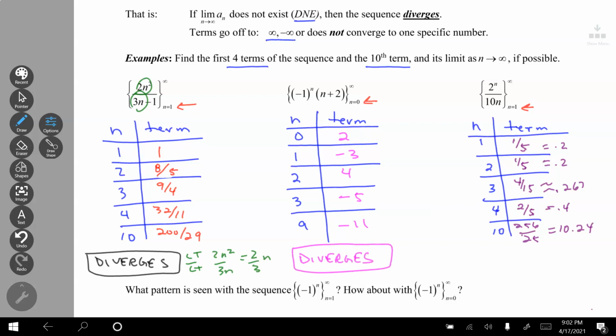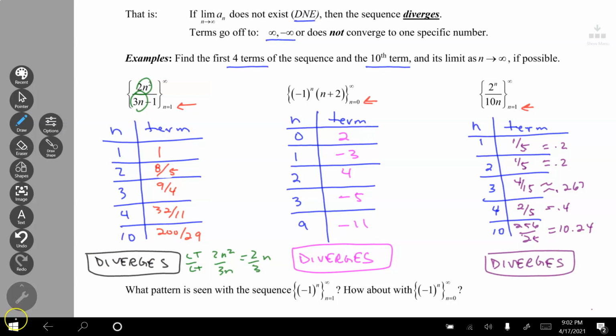Because not only are they getting bigger, they're kind of alternating back and forth. And we're going to talk about that. In this last one, you can see these numbers keep on getting bigger and bigger and bigger. So even though it's going off to infinity, that's not a specific number.